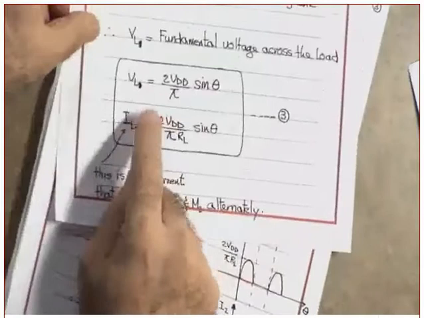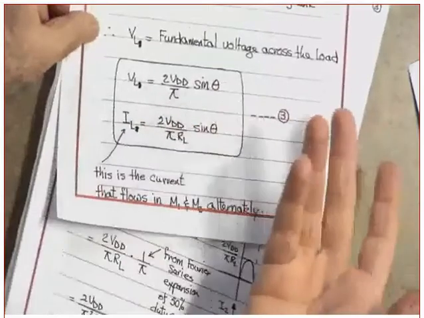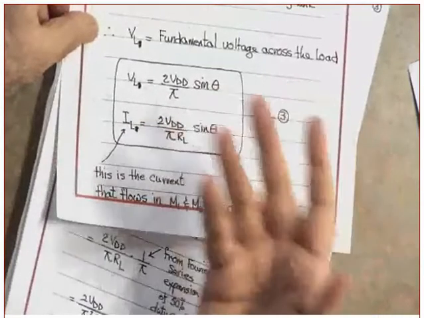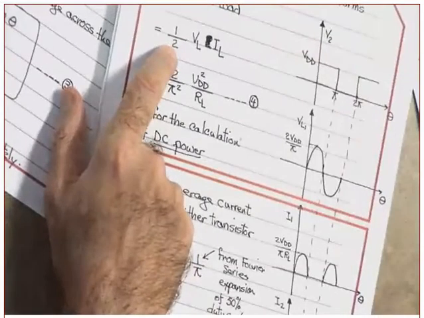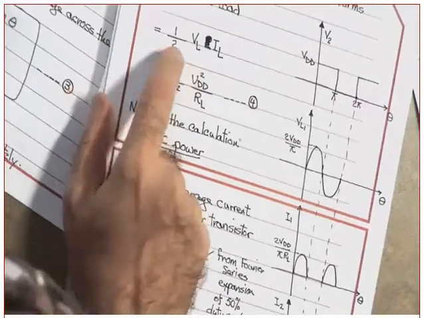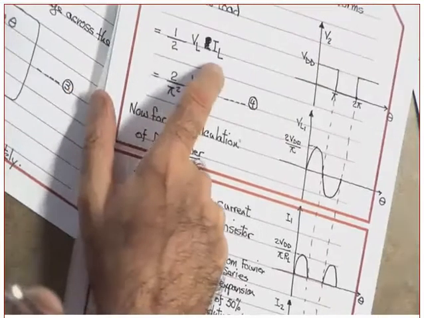What is the RF power? What is the RF power delivered to the load? Let's see if you can help me. Where the 1/2 came from? That's the RMS. The voltage divided by square root of 2, current divided by square root of 2. So it's what? 1/2 VL IL.